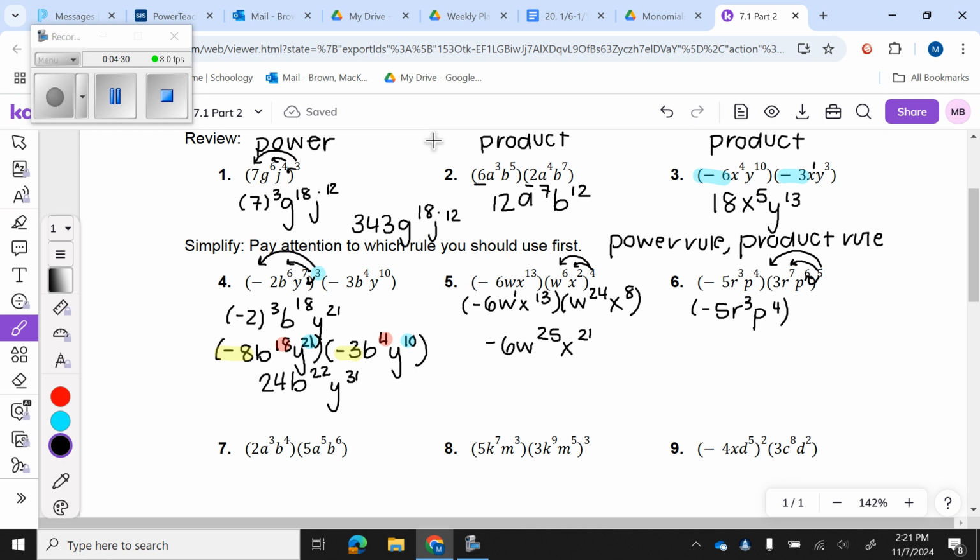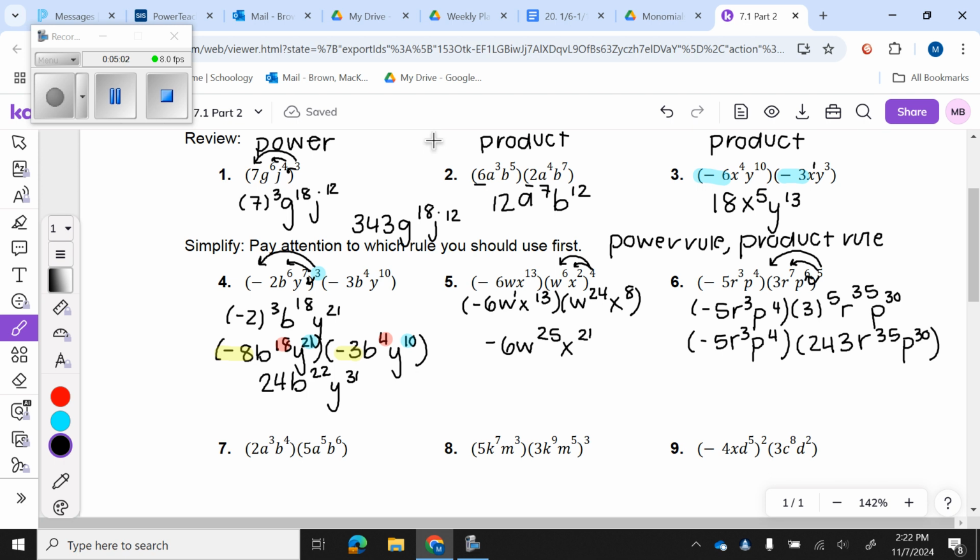So I'm going to have 3 to the 5th, r to the 5 times 7 is 35, and p to the 6 times 5 is 30. Okay? I'm going to keep on simplifying. My front term's going to stay the same. I'm going to put 3 to the 5th in my calculator, which gives me 243. Okay, r to the 35th, p to the 30th. I've done my power rule.